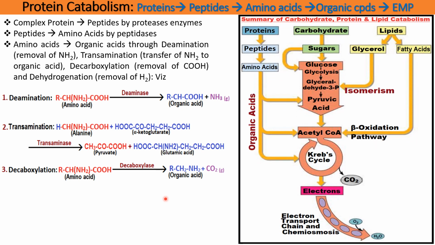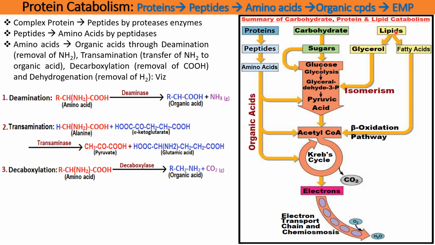Now, in summary, the summary of carbohydrate, protein, and lipid metabolism. Proteins have to be converted into peptides, into amino acids, and then the amino acids become converted into various organic acids that can join the normal glycolytic pathway. This is the central glycolytic pathway, which is the Meyerhof pathway, in which carbohydrates are converted into sugars, to glucose, which are oxidized through glycolysis to Krebs cycle and electron transport to produce energy.